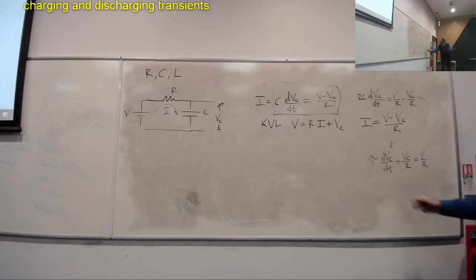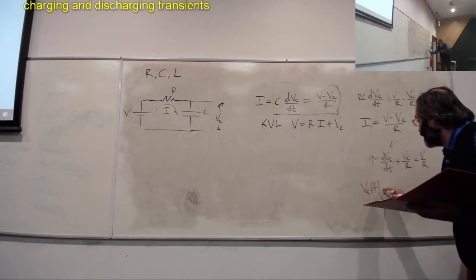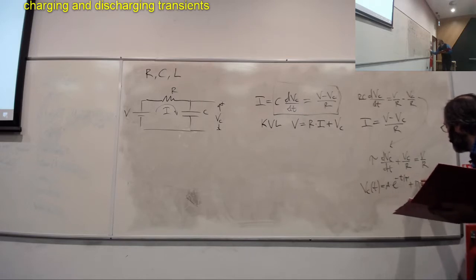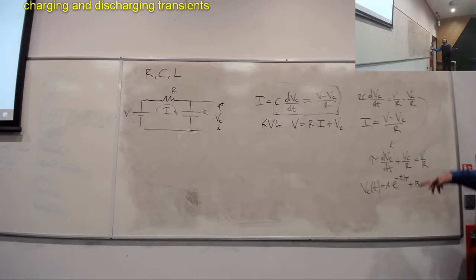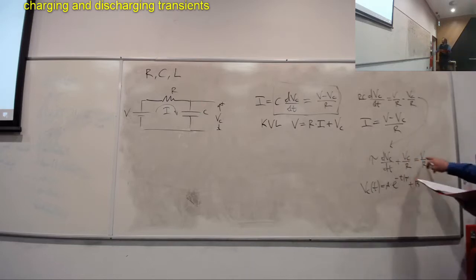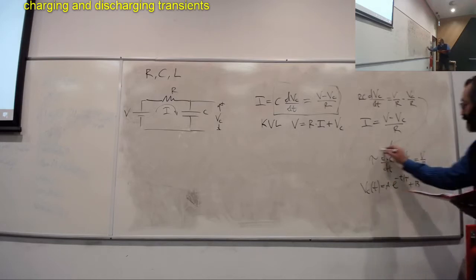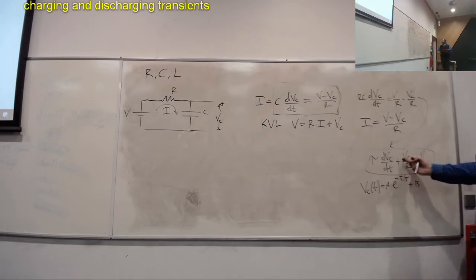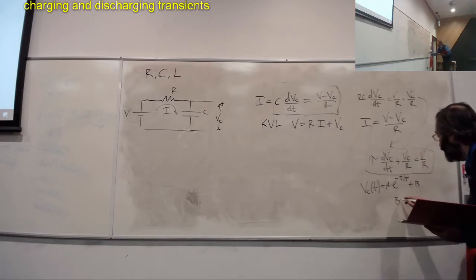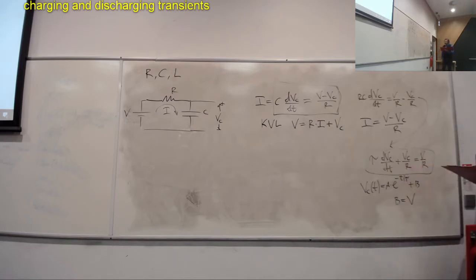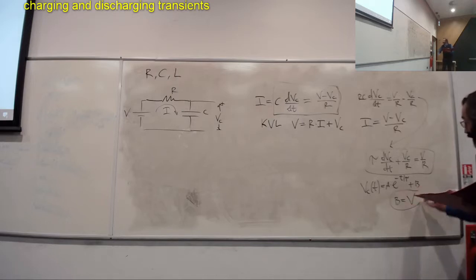So how do we solve this? The solution we can demonstrate is of this form. It's exponential plus a constant, because I need to solve also the non-homogeneous one. So as we don't have much time, the solution, if you put this back in, from imposing the equality, imposing basically using this equation here, so you put the solution in there, you can find that B is equal to V.